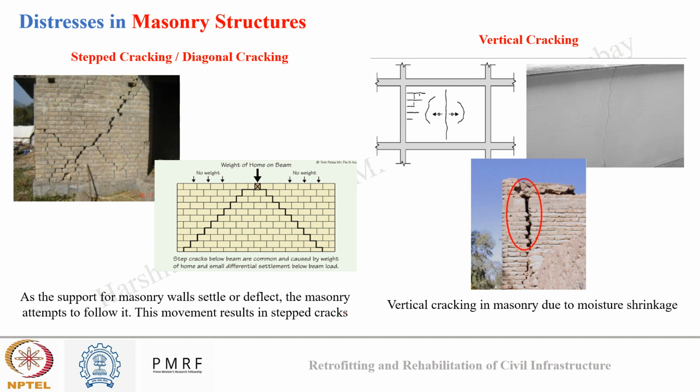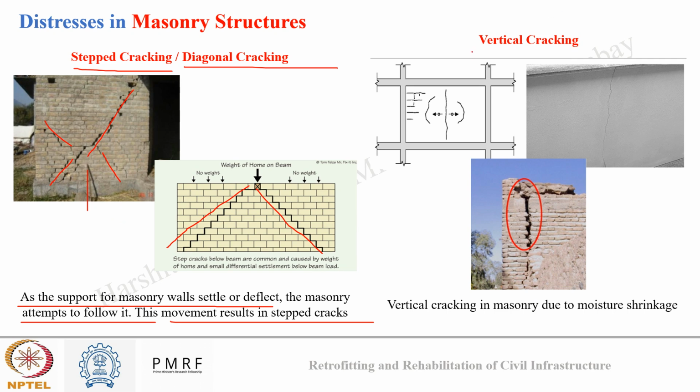Okay, so let's see some examples of how distresses appear in the masonry structure. Distresses can appear in different forms. So you can see step cracking or diagonal cracking in masonry, which mainly occurs due to foundation movement. As the support for the masonry wall settles or deflects, the masonry attempts to follow it, and this movement leads to step cracking. See in the images also, you can see a step cracking kind of distress has happened on the masonry, and these distresses are mainly due to settlement of the foundation beneath the masonry.